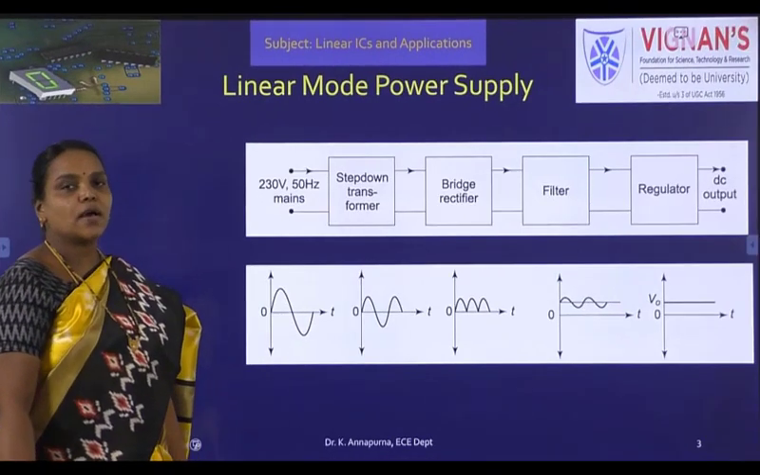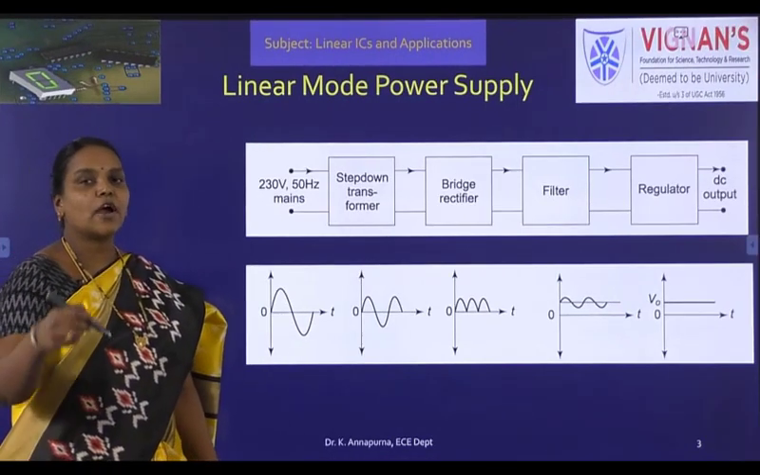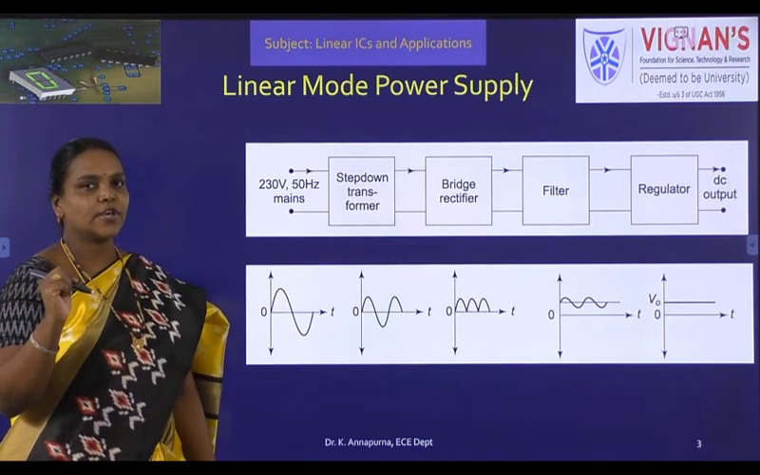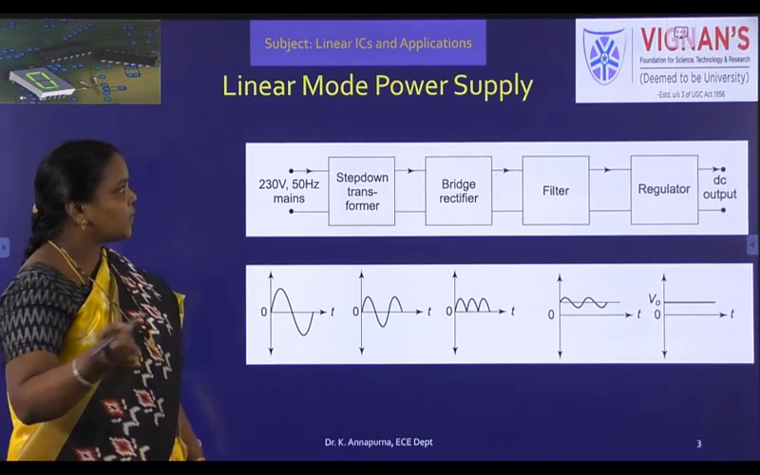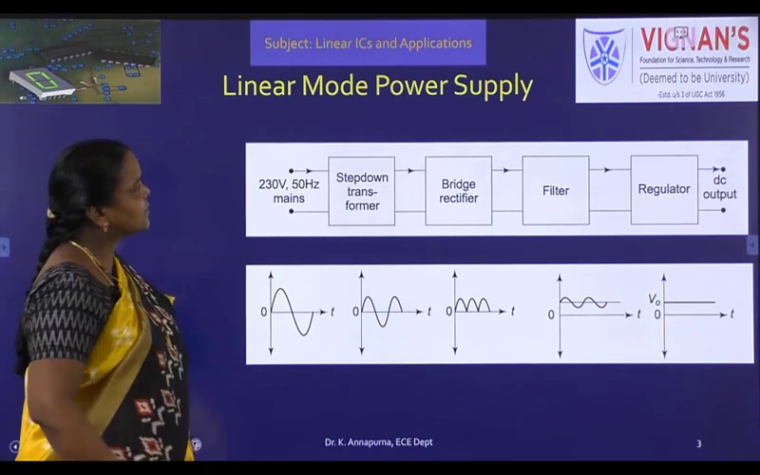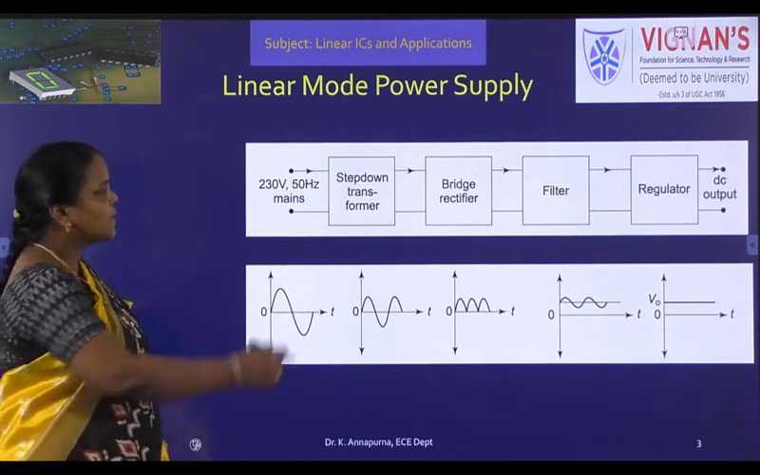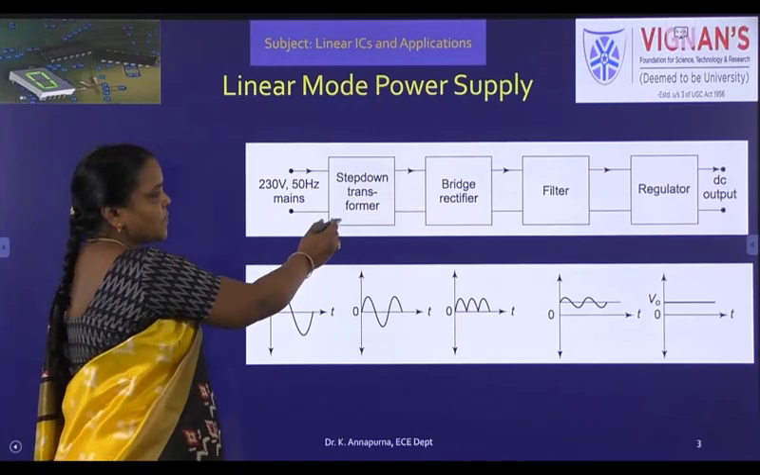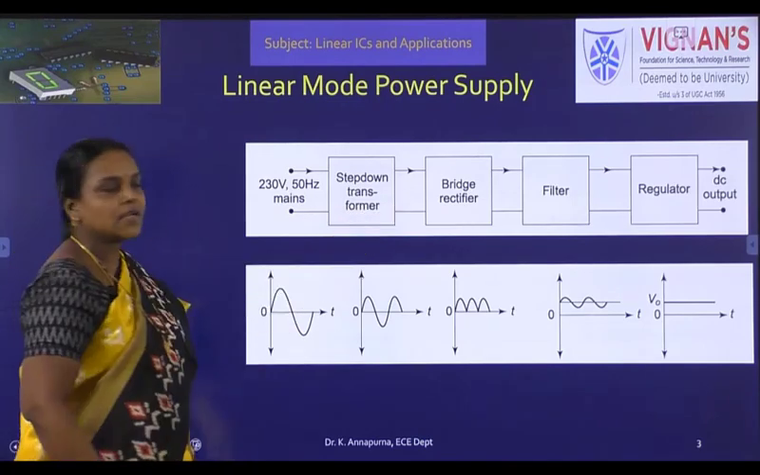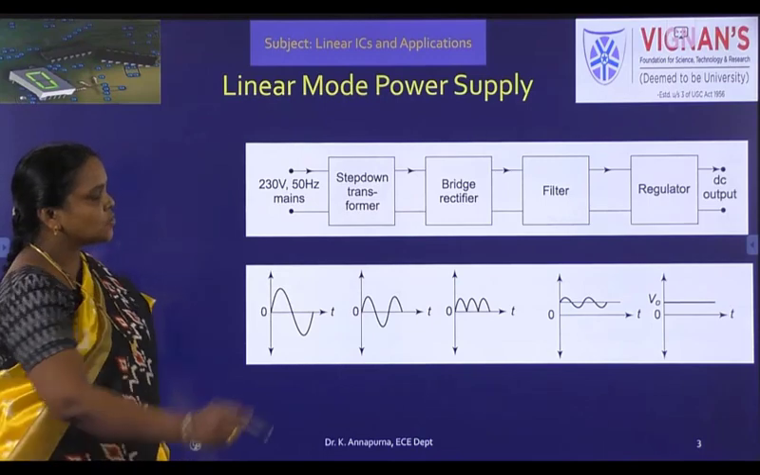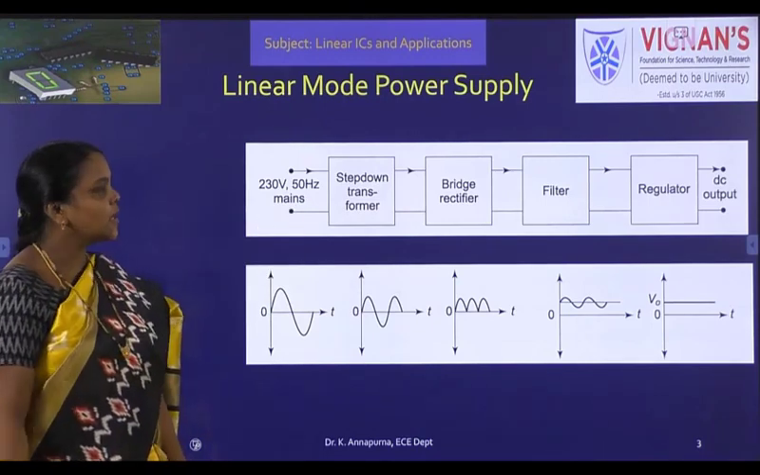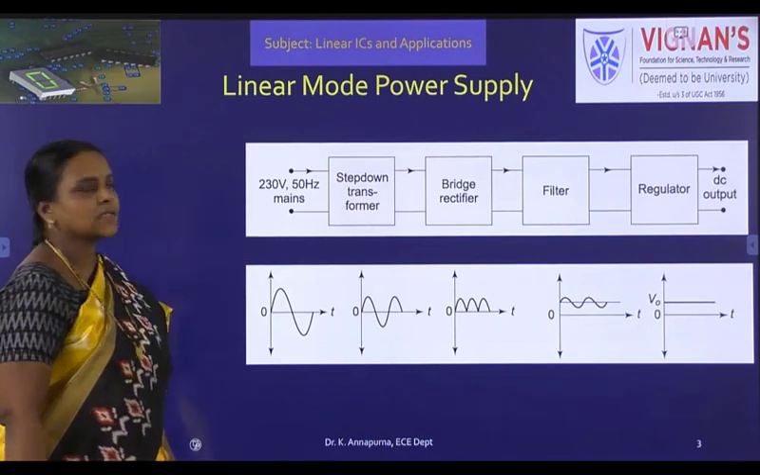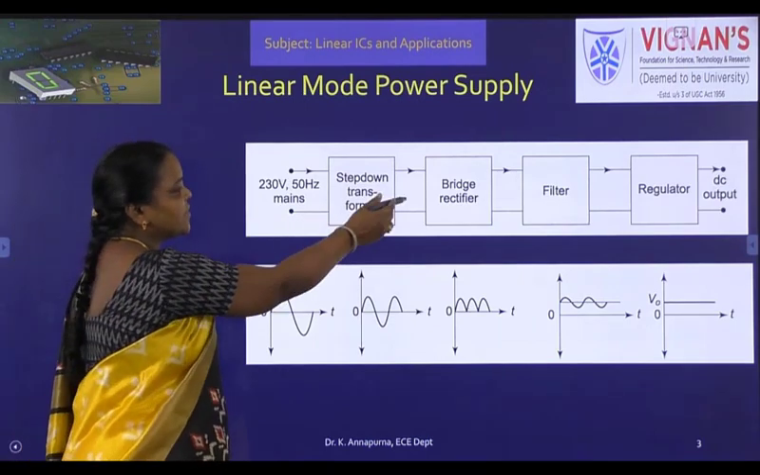All of you know the regulated power supply that you have used in your laboratory experiments, the CDC lab, ECA lab, and in the LICA lab also you are using it. It is also called a linear mode power supply. The main elements of that are a step down transformer, bridge rectifier, filter and regulator. The last component is the regulator, and before going to the function of the regulator, briefly let us discuss the function of each and every block.